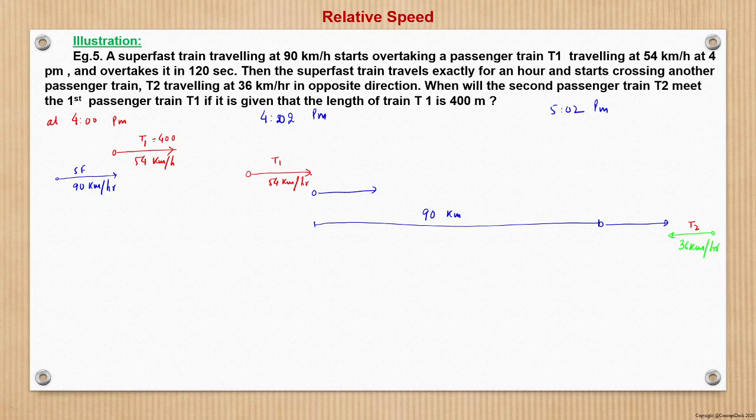So for that, we should get the distance between these 2 points. So what is the distance between these 2 points? That is nothing but 90 kilometer distance plus this length of the super fast train. And this we do not know, right?